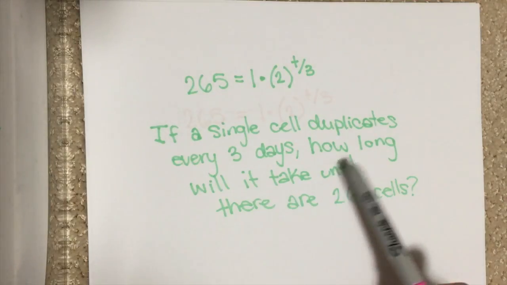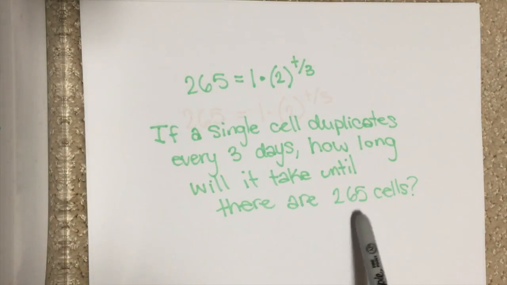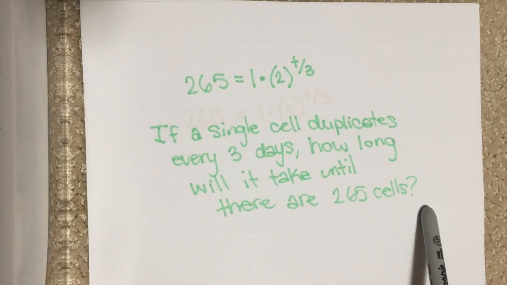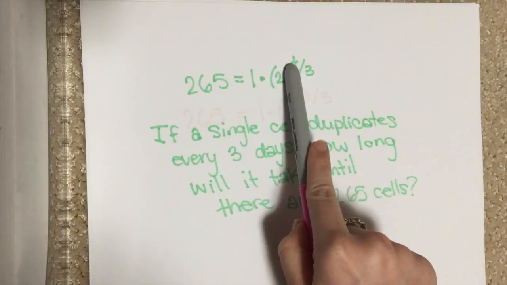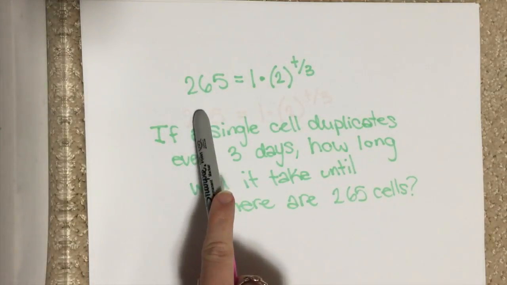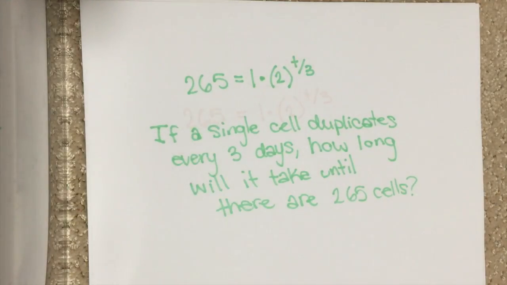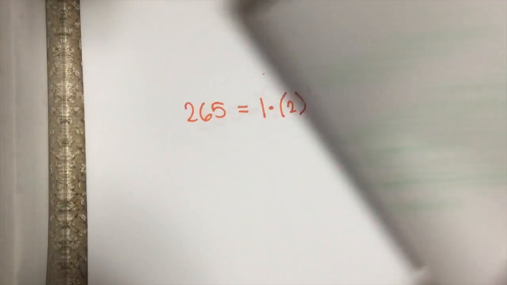The question then asks, how long will it take until there are 265 cells? This is asking for how long the total time will be before we reach our future value of 265 cells. Now that we have broken down the equation, we can work on solving it.